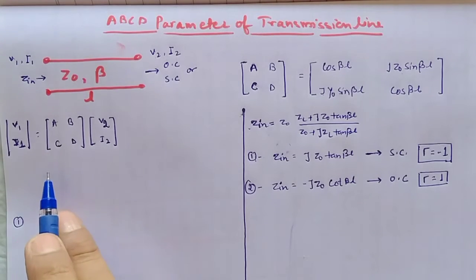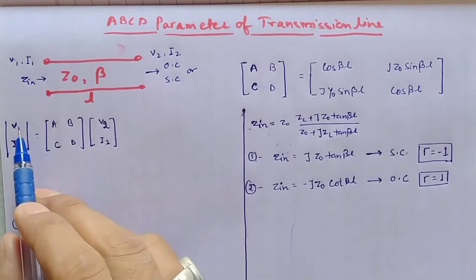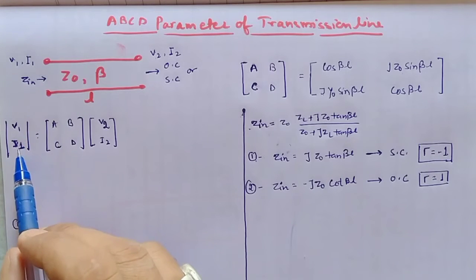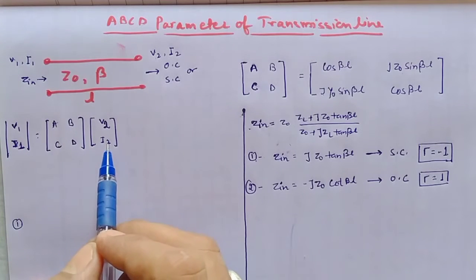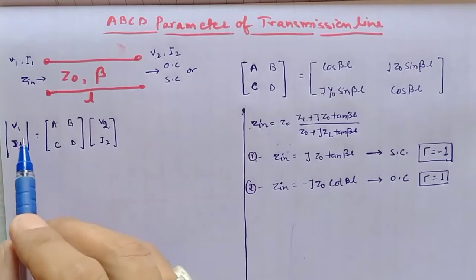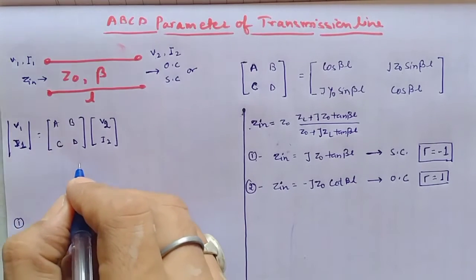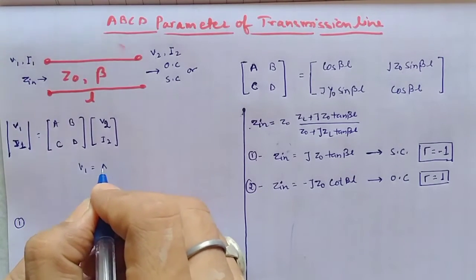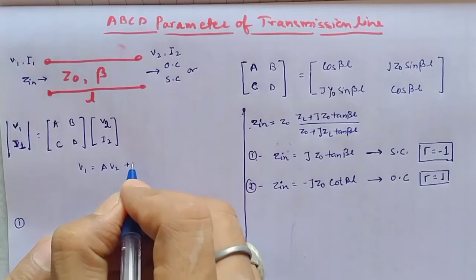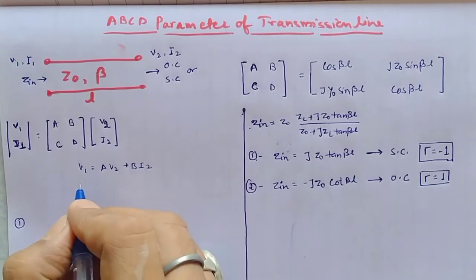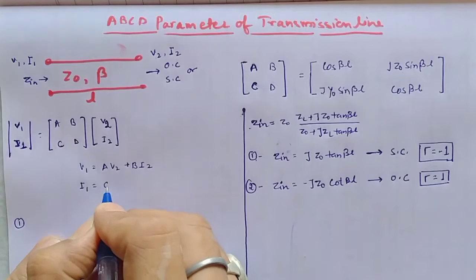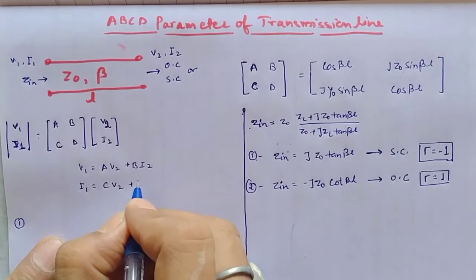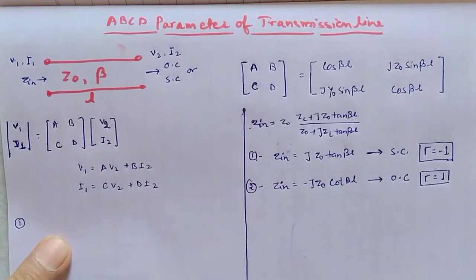So here you can see I have already written how to correlate the input and output parameters. V1 and I1 will be related with V2 and I2 with this coefficient matrix. So from here I can write two equations. V1 is equal to A V2 plus B I2, and I1 is equal to C V2 plus D I2.